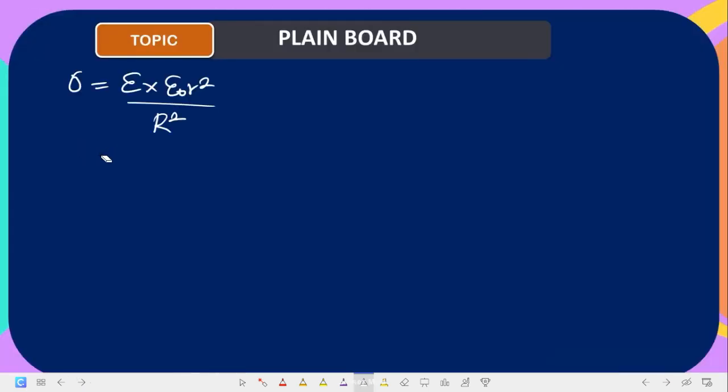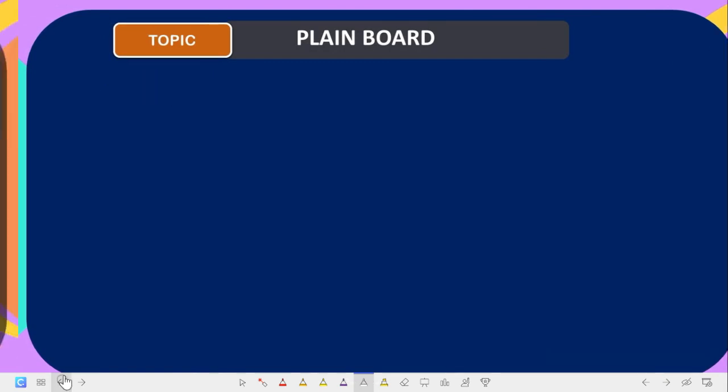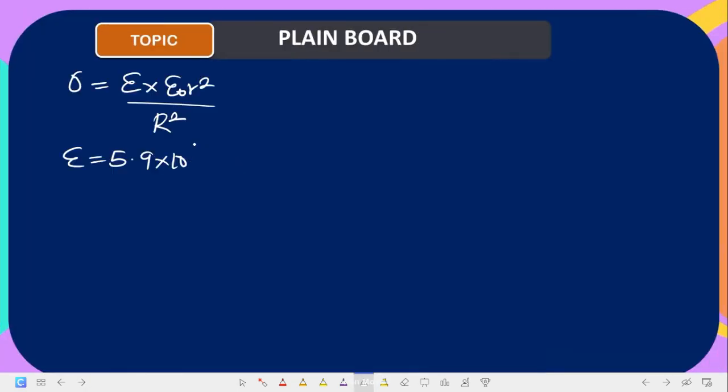So let's bring out our parameters now. E is 5.9 times 10 to the power of 6 Newton per coulomb. Now, what is our E0? Our E0 is a constant, which we say is the permittivity of free space. The value for the permittivity of free space is 8.85 times 10 raised to the power of minus 12 coulomb square over Newton meter square.